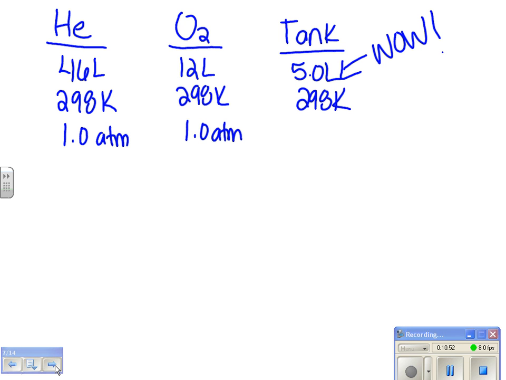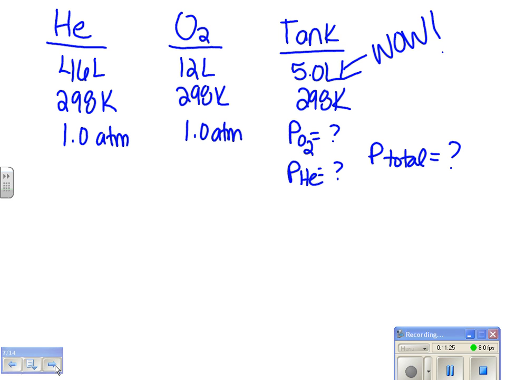What's going to happen, Mrs. Liebman? Why, wow, we are taking 46 and 12, that's 58 liters of gas and pushing it into a 5-liter tank. I do predict that the pressure will change. I do predict that the total pressure will be a whole lot larger, as will the pressure of oxygen and the pressure of helium. Okay. Is that what you predicted?